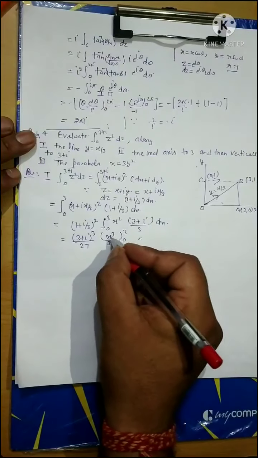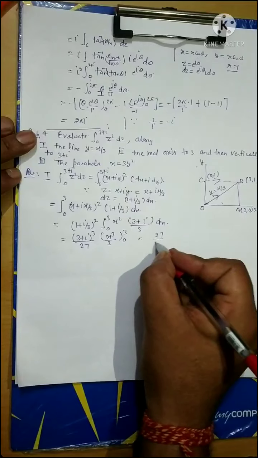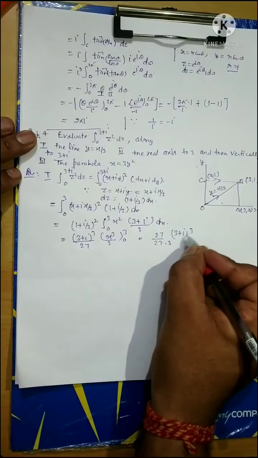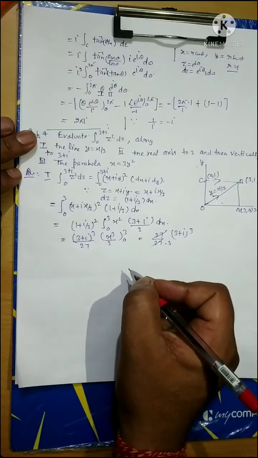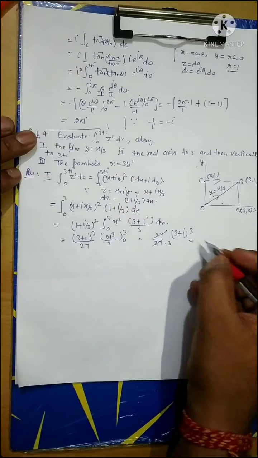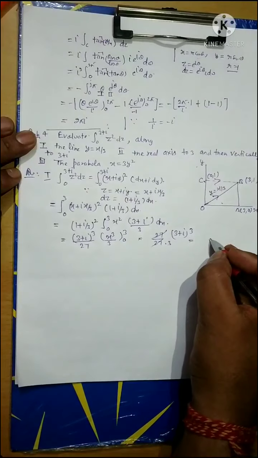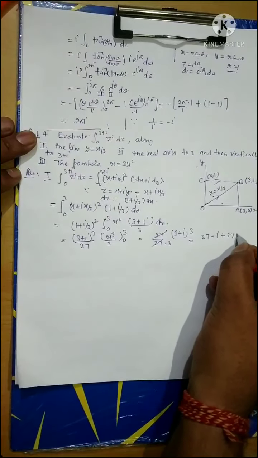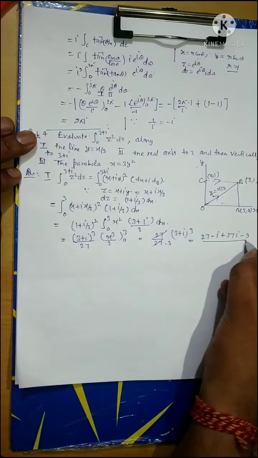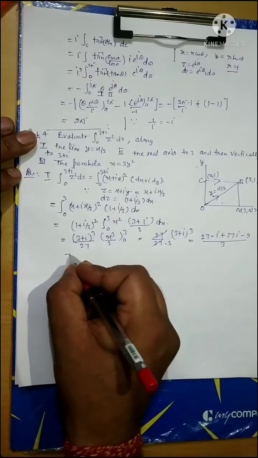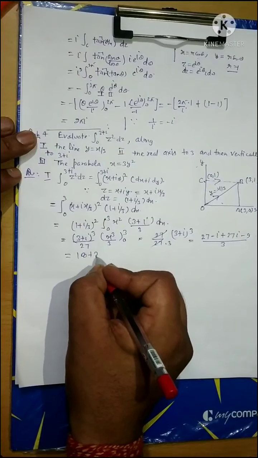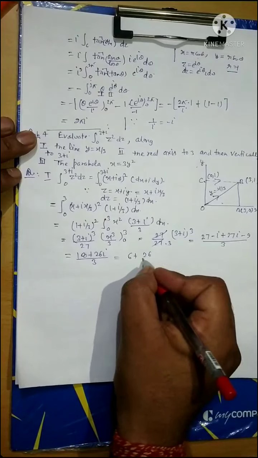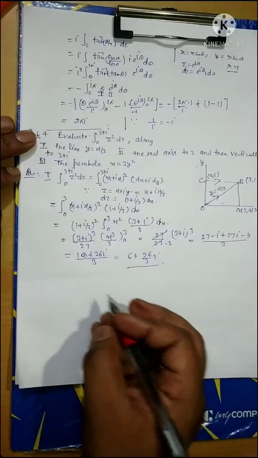This is equal to 27 upon 27 into (3 plus i) whole cube. Now 27 cancelled by 27. Now (3 plus i) whole cube is equal to 27 plus 27i minus 9 upon 3 (the remaining terms). This is equal to 18 plus 26i upon 3. This is equal to 6 plus 26 upon 3 i. This is the complete solution.